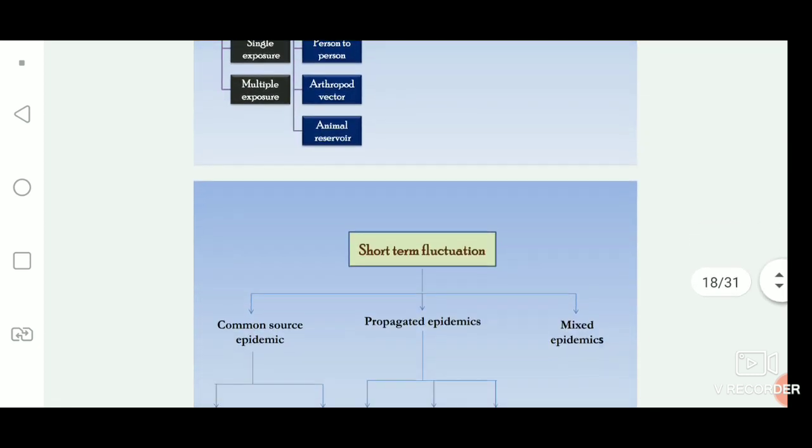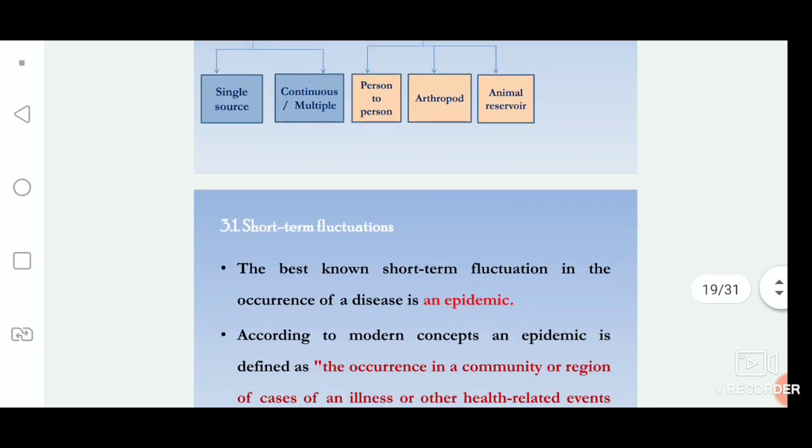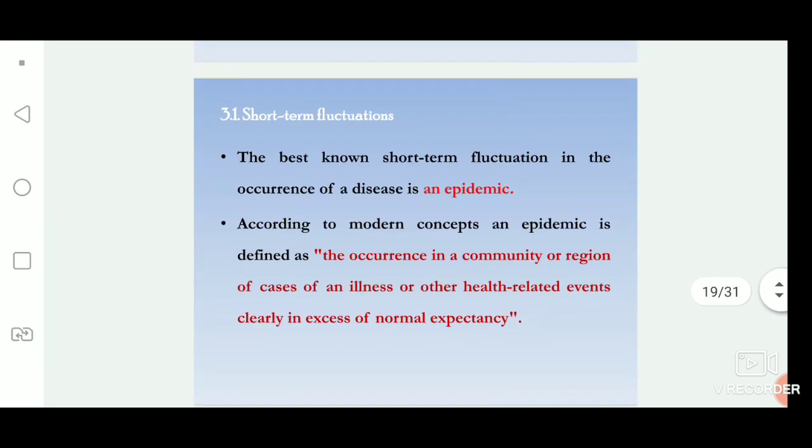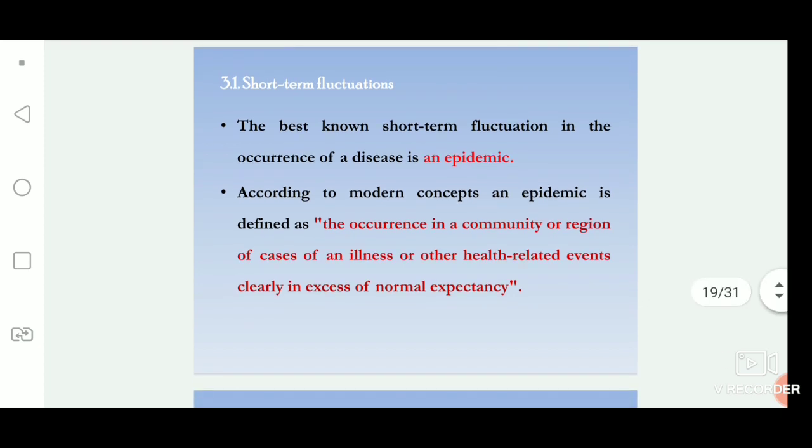Let us see the first one, short-term fluctuations. In this short-term fluctuations, what we see is called epidemic. Now, this is what you all should pay attention to. You should know, because now what we are all suffering, what we are all experiencing is this coronavirus epidemic. And now I will tell you how it is going to become beyond epidemic. Now the best known short-term fluctuation in the occurrence of disease is epidemic.